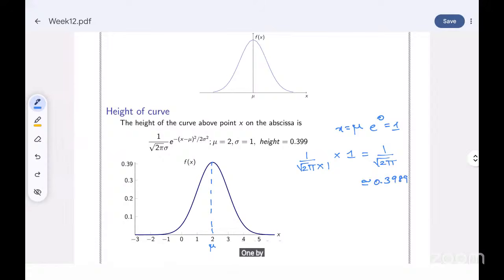So let's say 0.399, which is the height. So how did they get this height? Is that clear for this particular scenario? Let's look at another example.